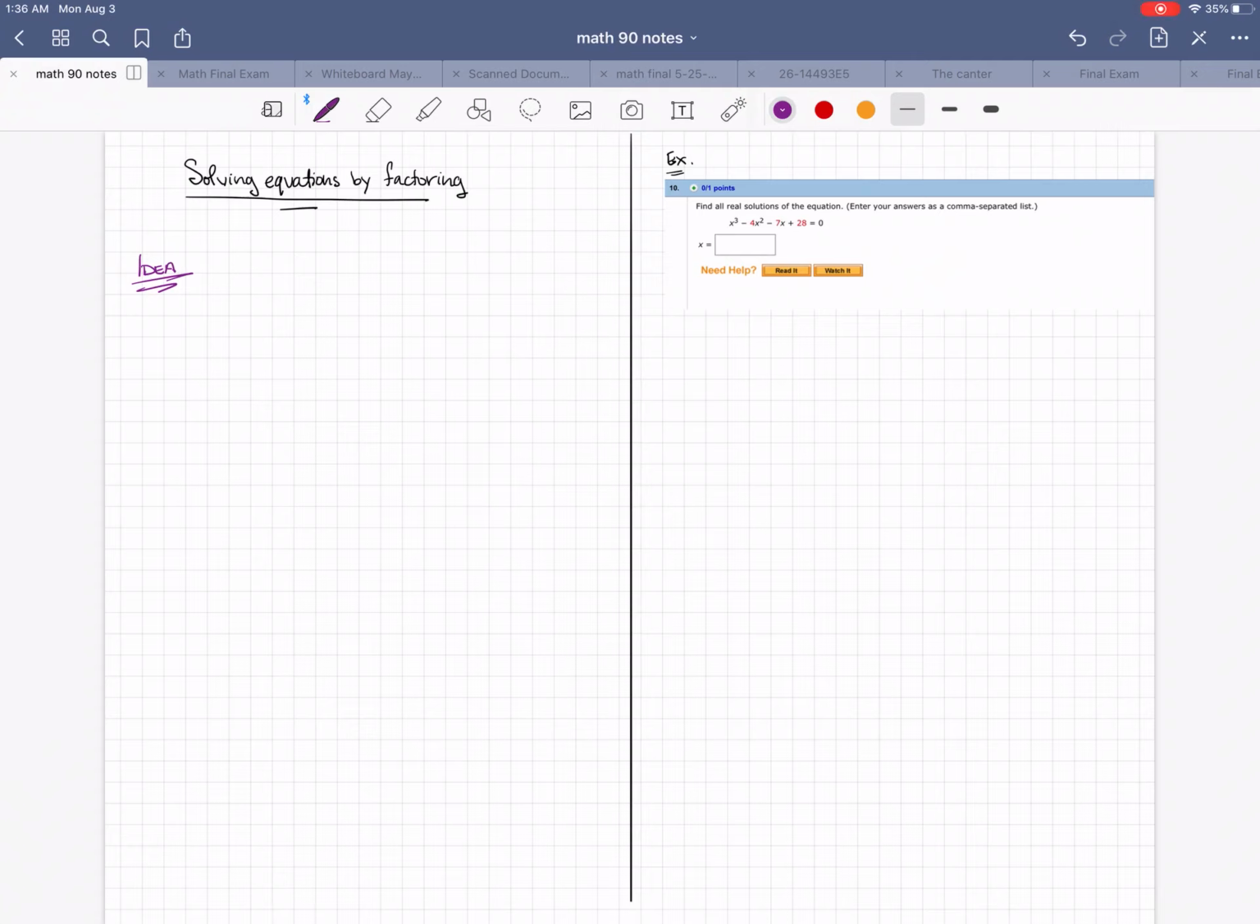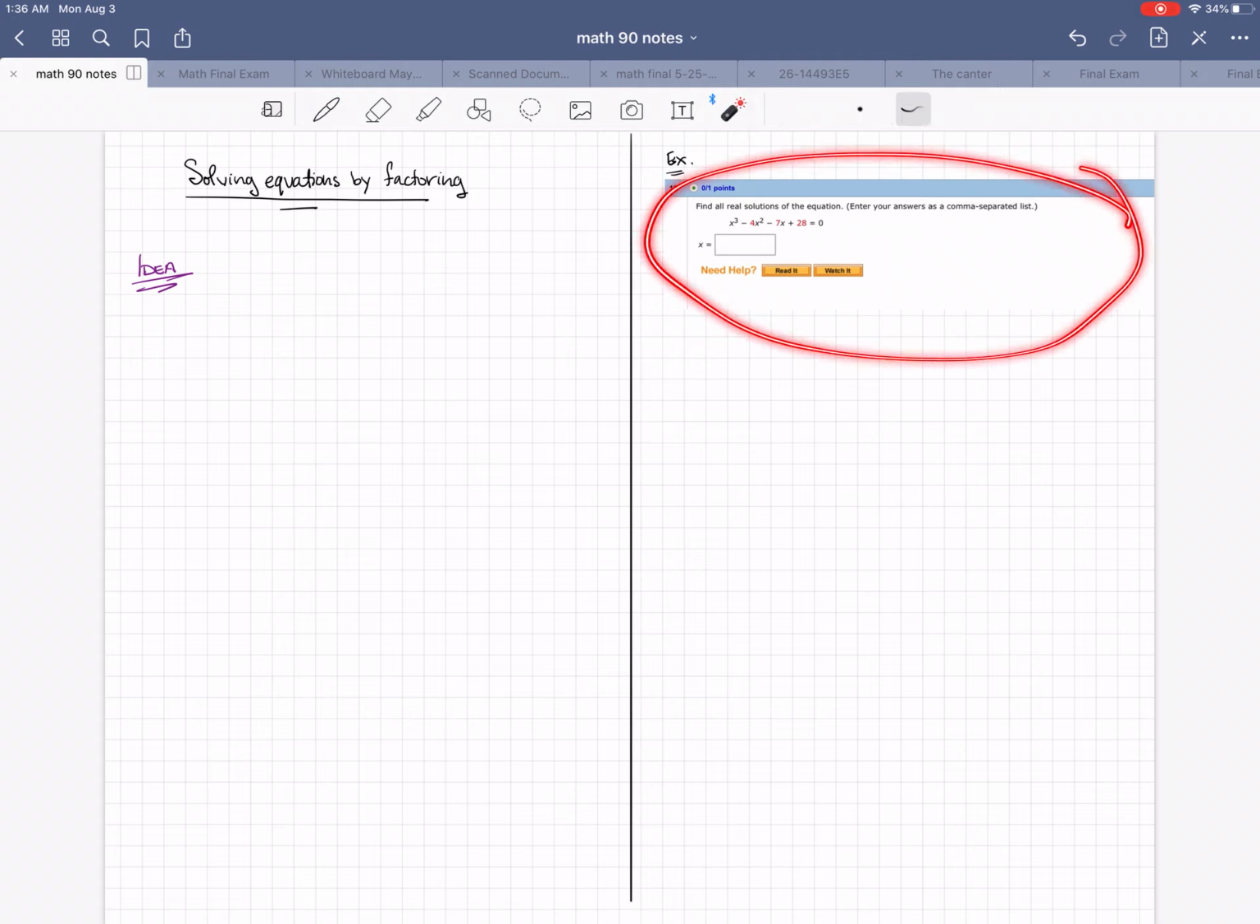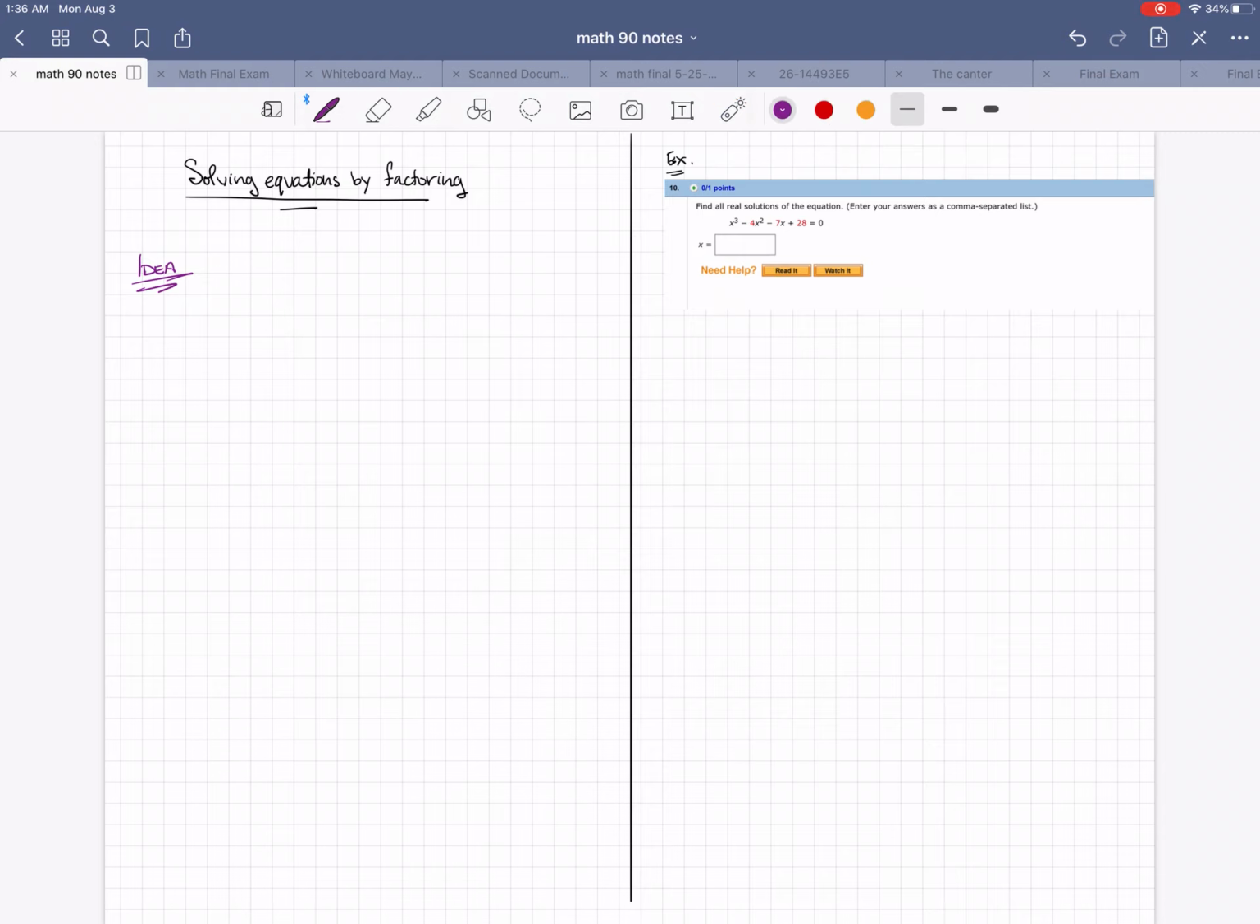In this video, we're going to start talking about techniques for solving different types of equations. And in this first lesson, I want to talk to you about using factoring to solve equations. I actually have an example from homework that we're going to do a little bit later on. We'll do one or two examples before we get to it. But before we even do that, I want to talk to you about the idea.